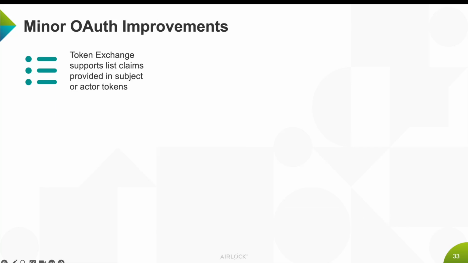Then we've changed a few things in OAuth that may also be worth noting. The token exchange now supports list claims. Why do we do that? If, for example, you have a subject or actor token that contains roles as a list and not just as a string with separate roles in there, then you now can reuse that list into a claim of the exchanged token without problems.